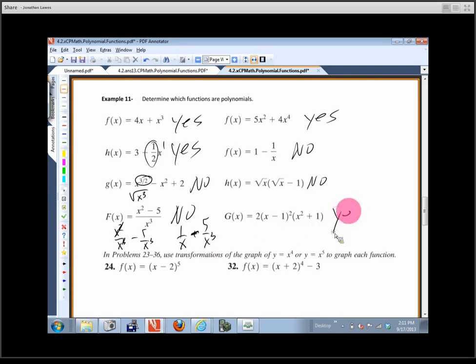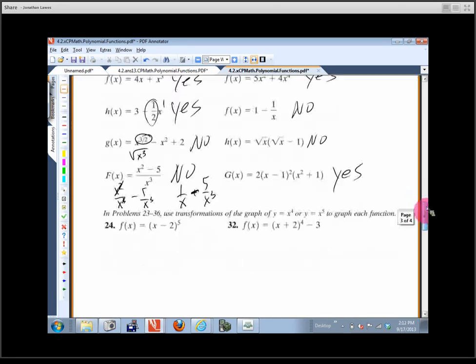How about this one? This one is a yes. Okay? If I were to multiply these together, x squared right here, because that's got a square on the outside, x squared right here, so that would be x to the 4th with a 2 in front of it. It would look like 2x to the 4th. Okay? Probably have some turning points and stuff like that.